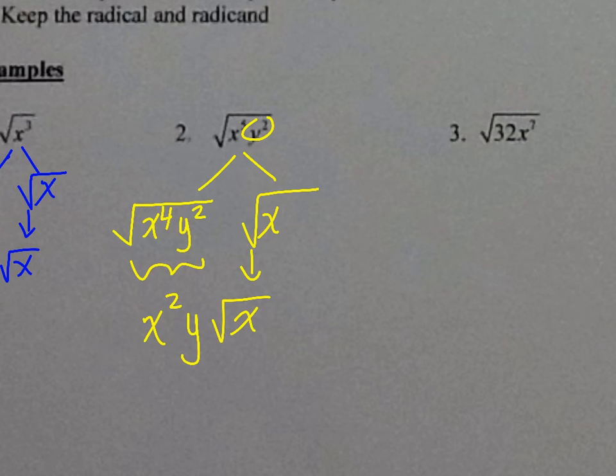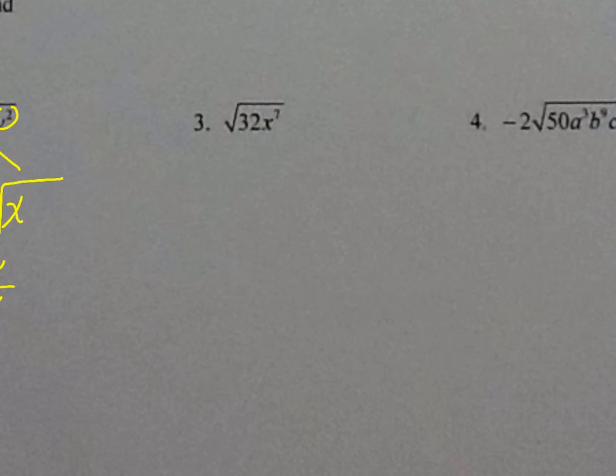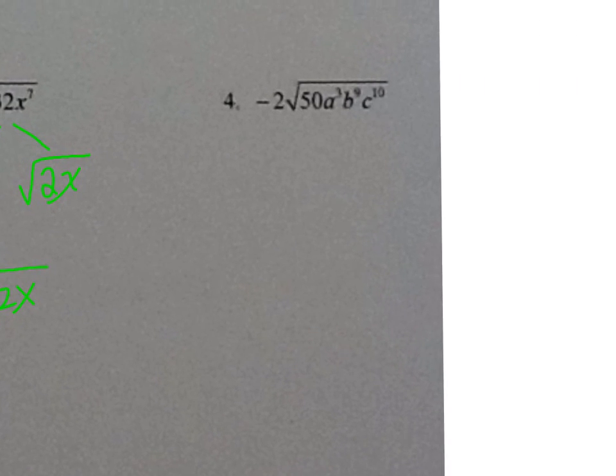All right, let's take a look at number 3. We have the square root of 32 x to the 7th. So what perfect square goes into 32? That would be 16 times 2. The perfect square that goes into x to the 7th, go one less than 7, would be x to the 6th times x. The square root of 16 is 4. The square root of x to the 6th is x to the 3rd. And then we have the square root of 2x. And then we'll try number 4 here.